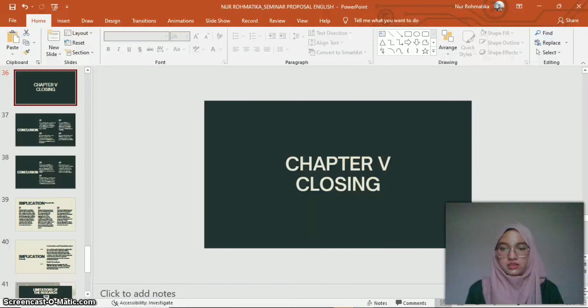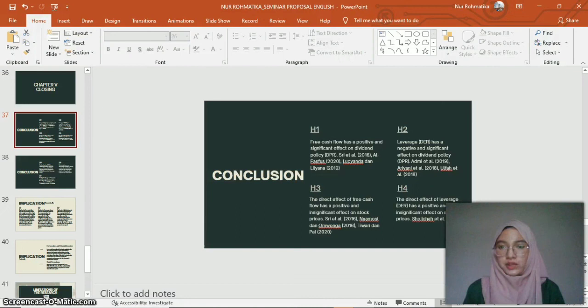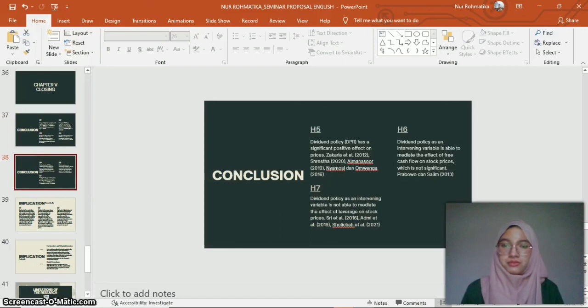First hypothesis, free cash flow has a positive significant effect on dividend policy. Second hypothesis, leverage has a negative and significant effect on dividend policy. Third hypothesis, the direct effect of free cash flow has a positive insignificant effect on stock price. Fourth hypothesis, the direct effect of leverage has a positive and insignificant effect on stock price. Fifth hypothesis, dividend policy has a significant positive effect on stock price.